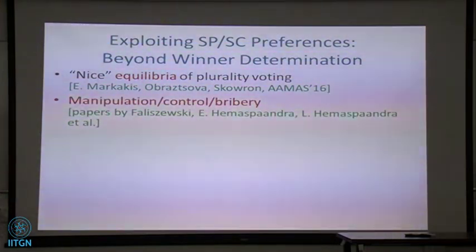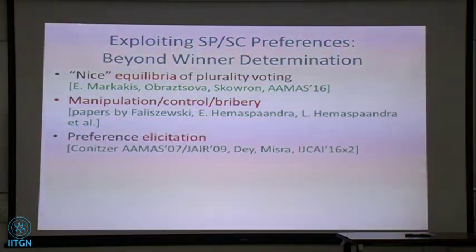Okay, manipulation unfortunately also becomes easier with single-peaked preferences. Control and bribery, which are other forms of dishonest behavior in elections that I'm going to talk about tomorrow, also sometimes become easier for single-peaked and single-crossing preferences. And there's a series of papers with results of that type.